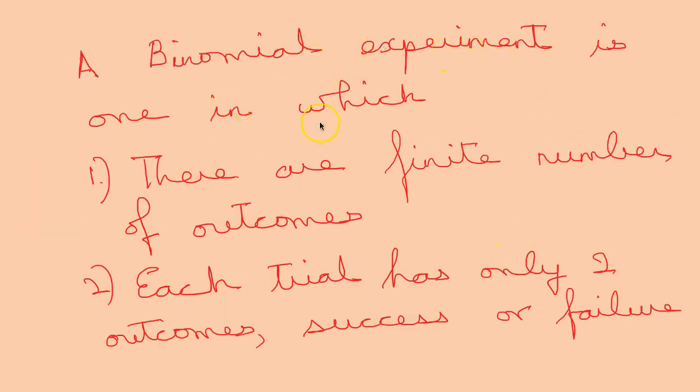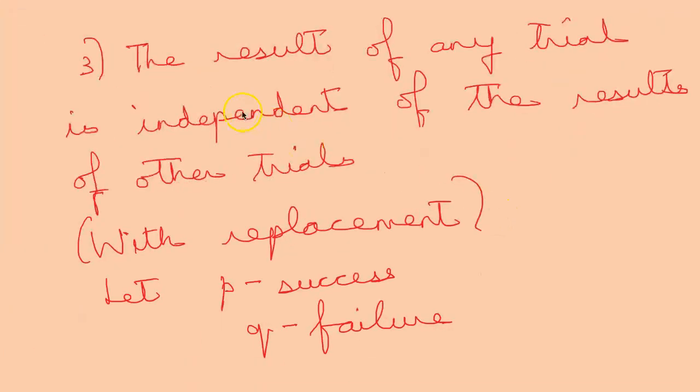A binomial experiment is one in which there are a finite number of outcomes. Each trial has only two outcomes, success or failure. And the result of any trial is independent of the results of the other trials. So when we have with replacement, we know that it is a binomial distribution.